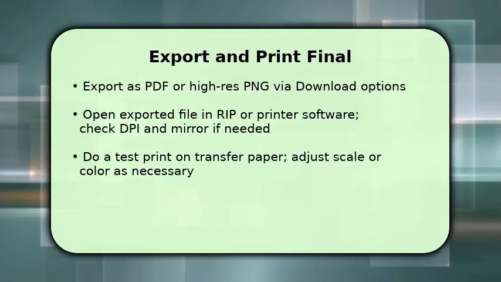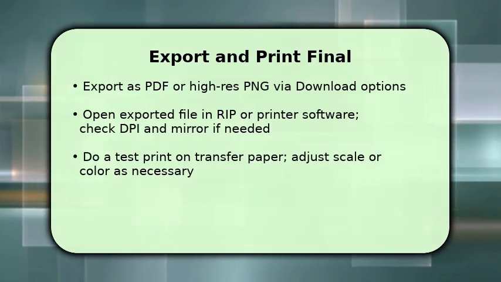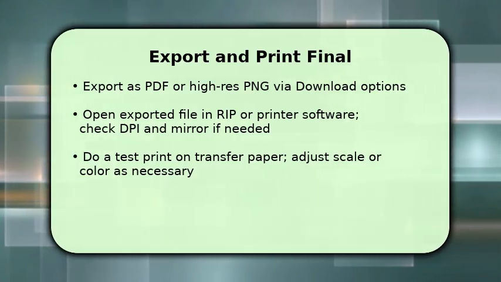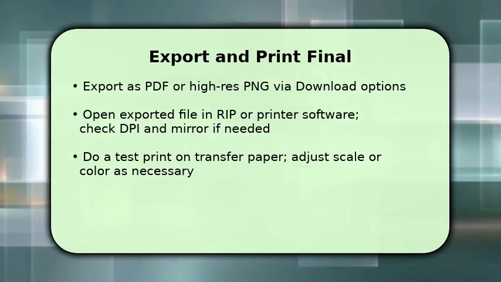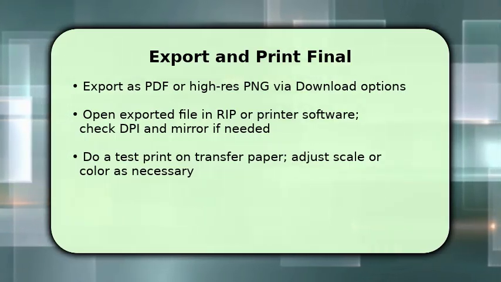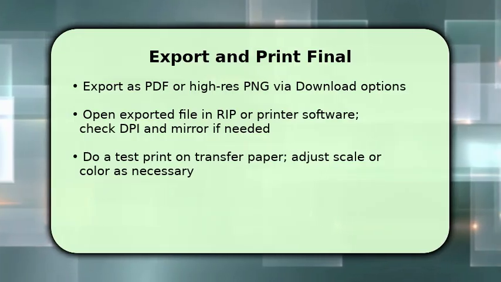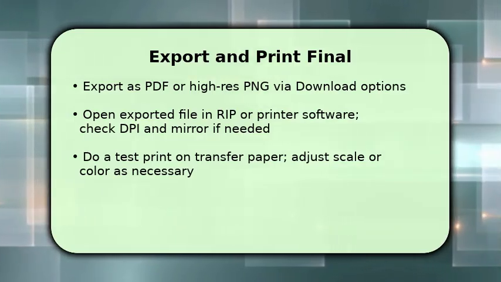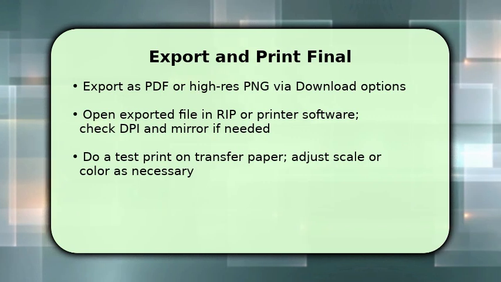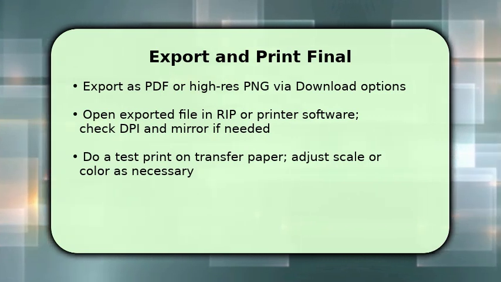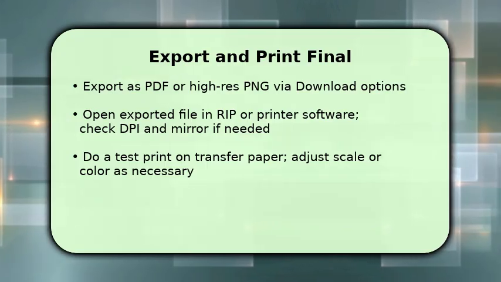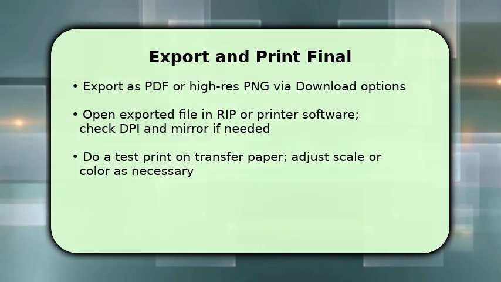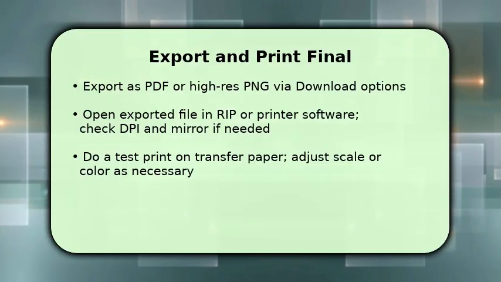Once exported, open the file in your printer or RIP software to confirm resolution and apply mirroring if the transfer process needs it. Print a small test on sublimation paper to verify scale and color. Sublimation colors can shift, so adjust saturation or contrast in the RIP if required. Troubleshooting tip: if colors look dull, increase saturation slightly and confirm the printer profile and transfer temperature and time settings match your substrate.